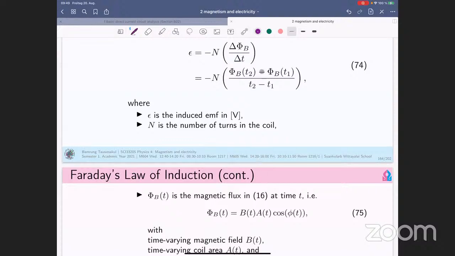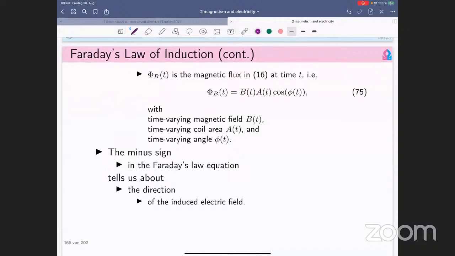But when it changes with time, everything can depend on time. B can depend on time, and the area of the conductor can also depend on time. The angle between the normal vector of this area and the magnetic field vector is denoted by angle phi. So phi is the angle between the normal vector of the plane A and the magnetic field. If it is 0, we get cosine equal to 1. The minus sign in Faraday's induction law tells us about the direction of the induced electric field.